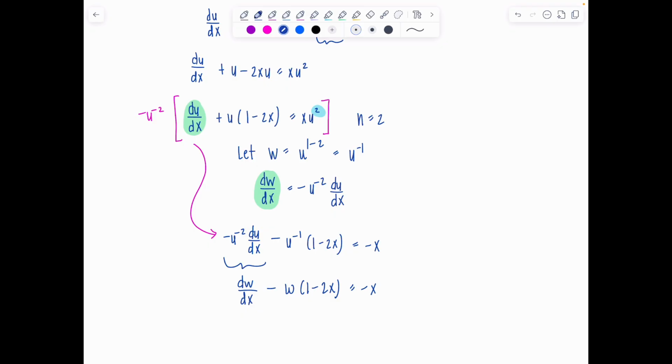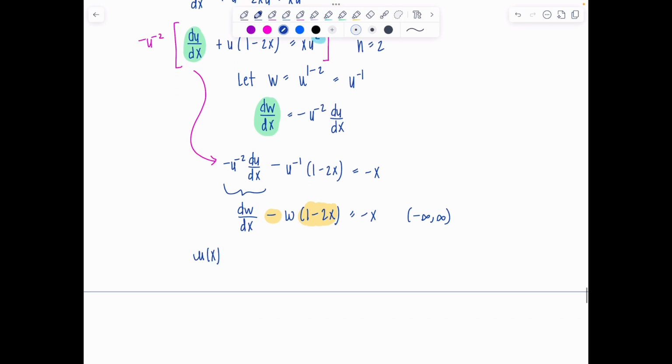x is an independent variable. What is p of x? p of x is negative 1 minus 2x, so negative 1 plus 2x. p of x is continuous on all real numbers, and then check the right-hand side. Again, continuous on all real numbers. Don't forget to write your interval. So then let's get our integrating factor. Mu of x is going to be e raised to the integral of negative 1 plus 2x dx. So it's going to be e to the negative x plus x squared. So let's write x squared minus x. Okay, good.